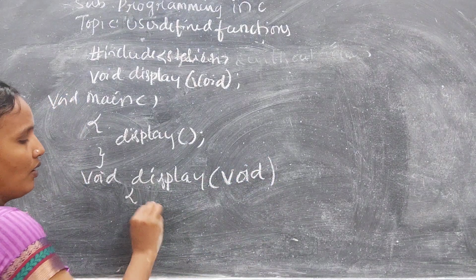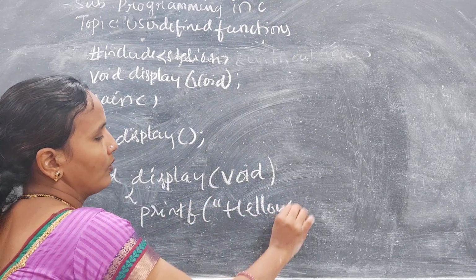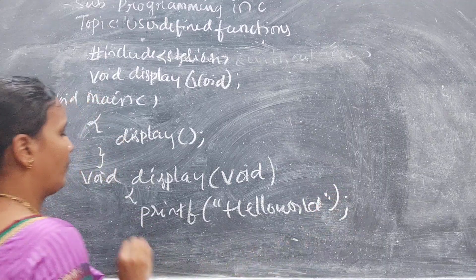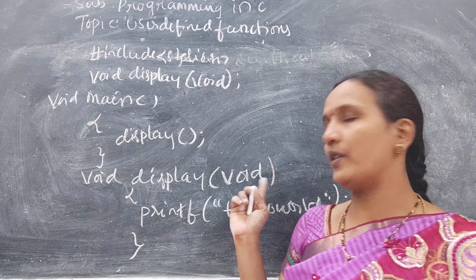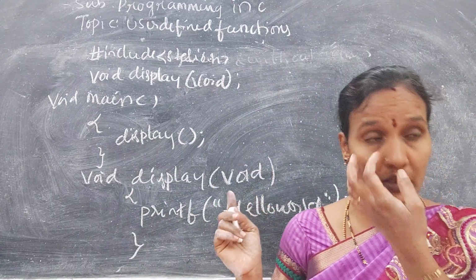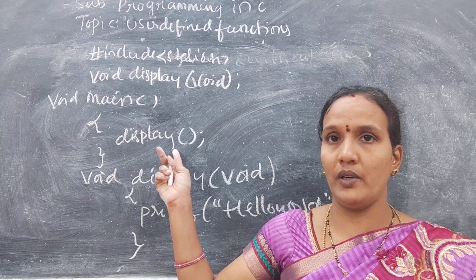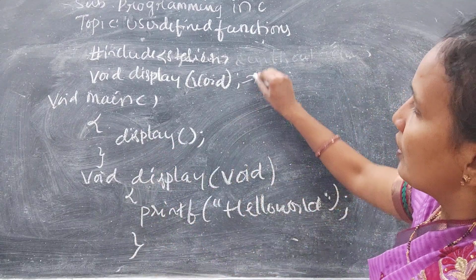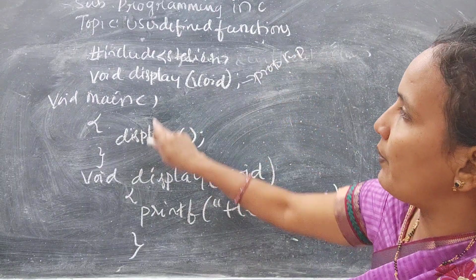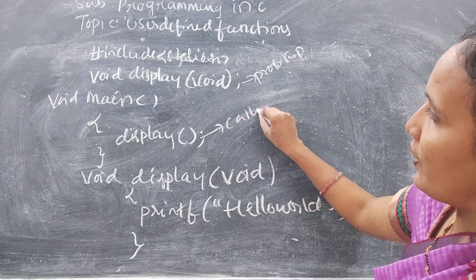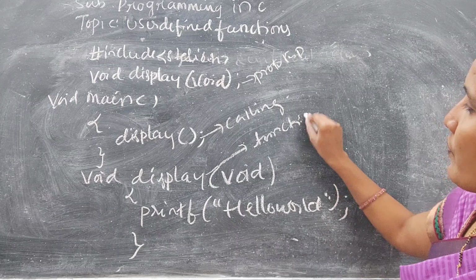Now here I am writing one printf statement: printf hello world. That's it. Here there is no return statement and no argument. If there is an argument, the user should give the value. So here, no argument, the user is not giving any value. Again, here it is a prototype. We are giving the name of the function, from the main function we are calling the function, and this is the function definition.